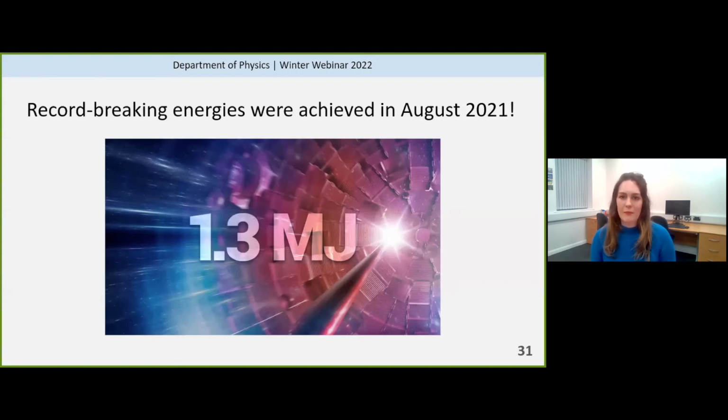So there's a few ideas in terms of what we can do to increase the energy that we get out, and hopefully in the next few years we'll be able to actually achieve some viable energy output through these endeavors.